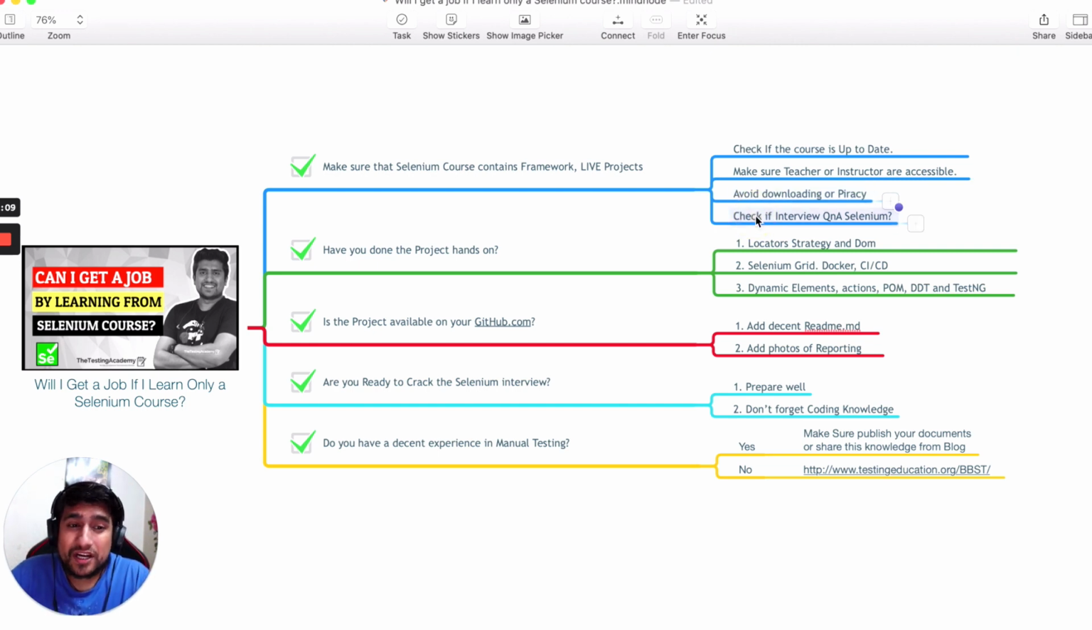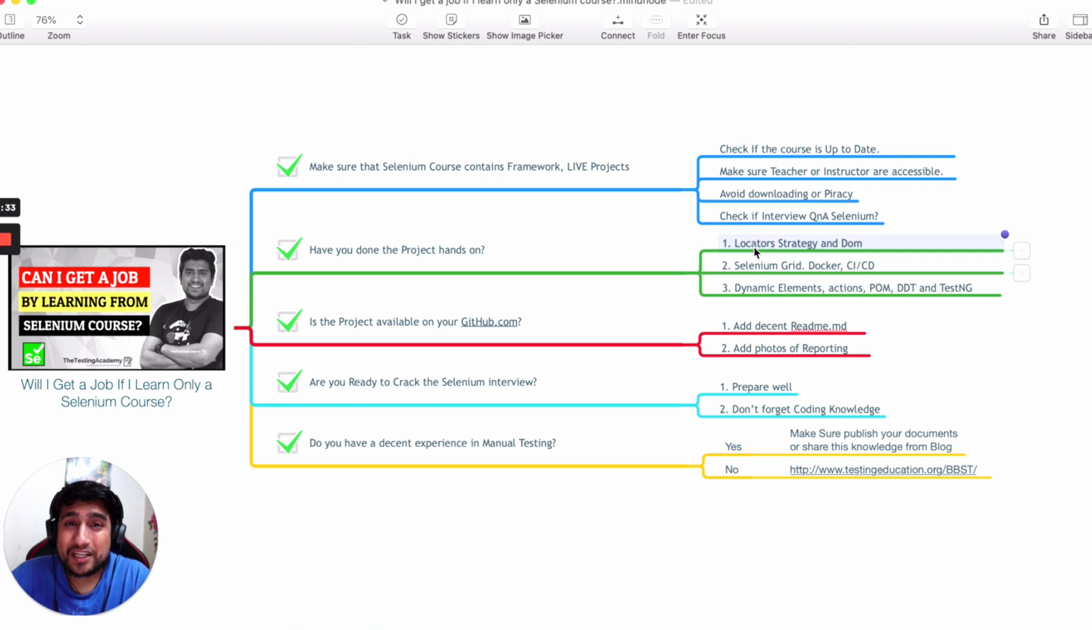Make sure the course covers the interview perspective, like Q&As. Frameworks are important, and core Java if you are on the programming end, and make sure interview preparation is covered. Apart from the Selenium code you have done, have you done the project hands-on? Basically, after you are done with this Selenium course, have you put this into GitHub and all? That's what I'm discussing.